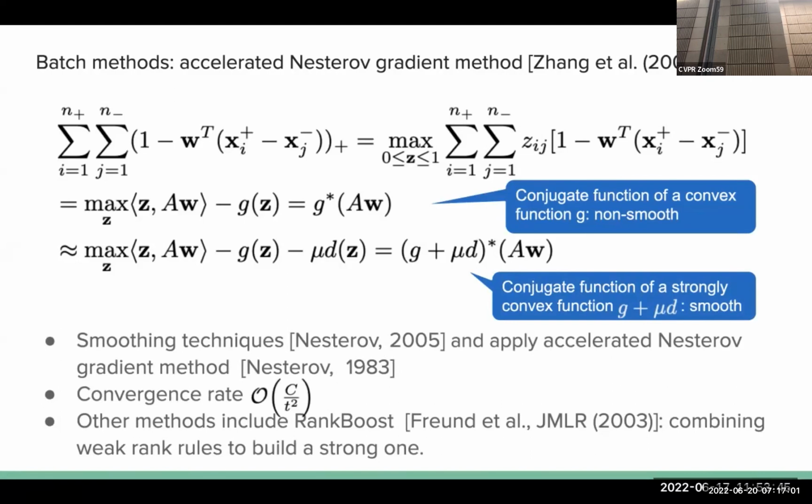Okay, so there's another method, which extends the boosting algorithm to the setting of AUC maximization, which is called RankBoost. So the idea is also the same: you combine weak ranking functions in order to build strong ranking functions.